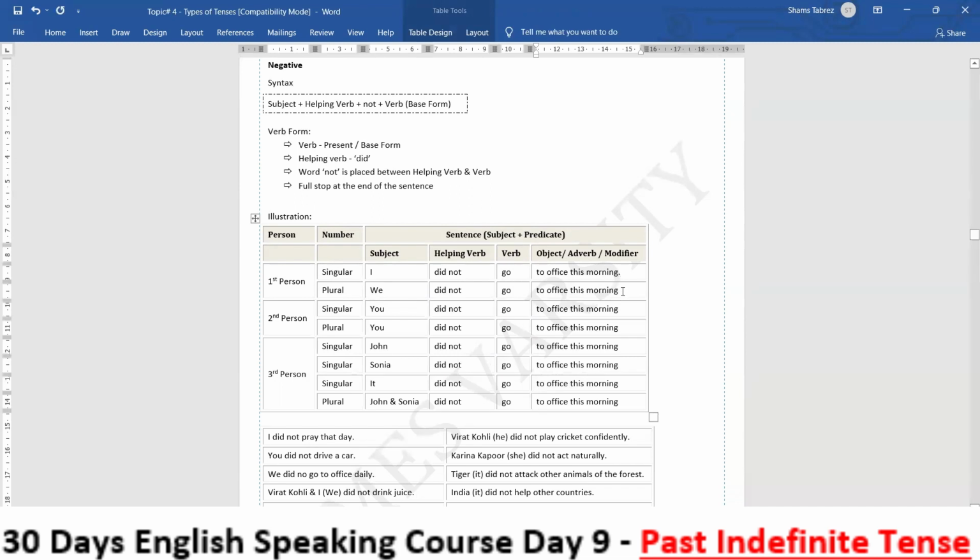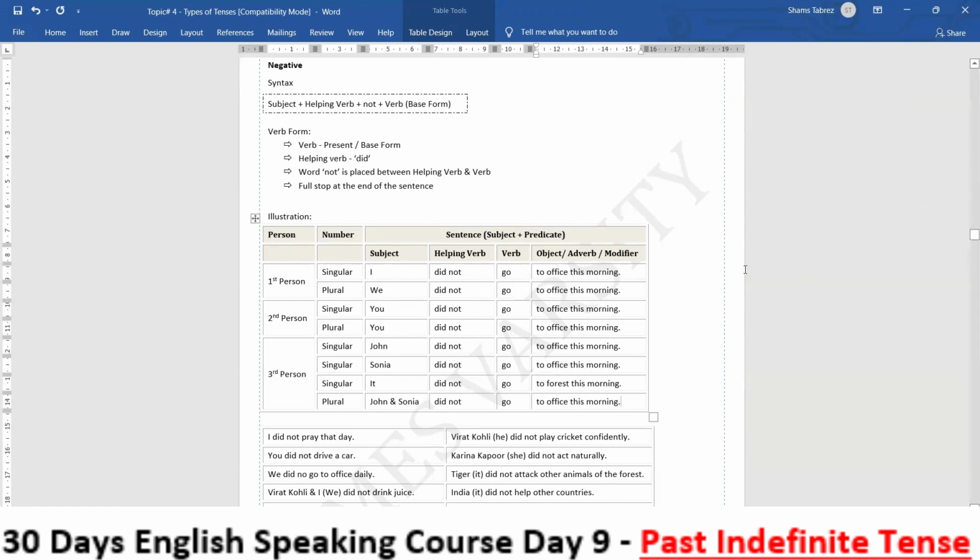Similarly, we did not go to office this morning. You did not go to office this morning. John did not go to office this morning. Sonia did not go to office this morning. It didn't go to forest because it's a non-living thing, so we can say it did not go to forest this morning. John and Sonia did not go to office this morning.